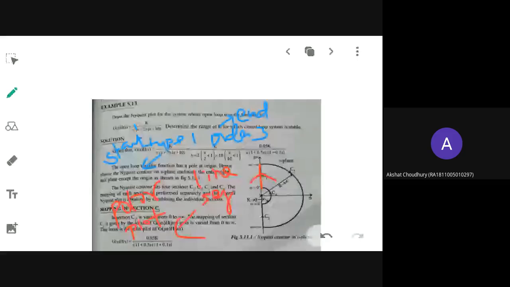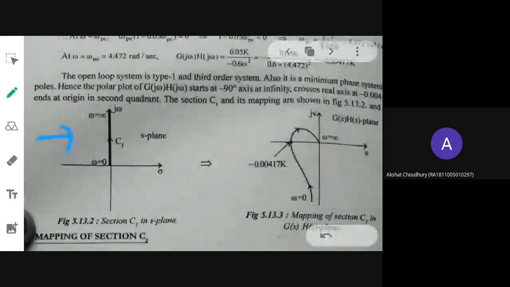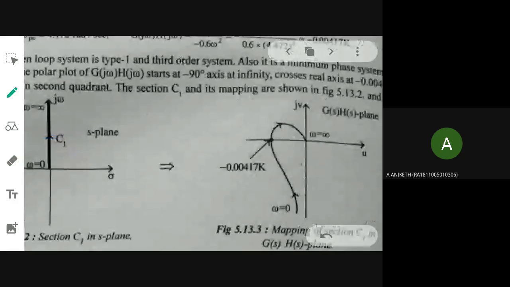Now I will move on to the next page. This is the first segment. Let it load. This segment that I am showing, I will first map onto what plane? The S plane segment is mapped by F of S minus 1 onto the G of S H of S plane, that is, the F of S minus 1 plane.